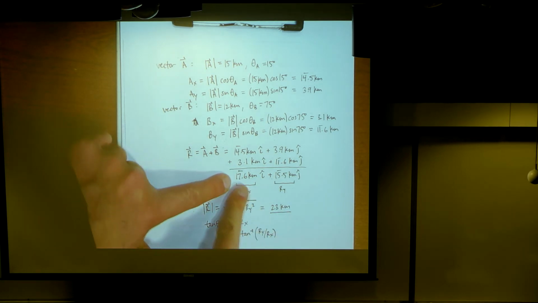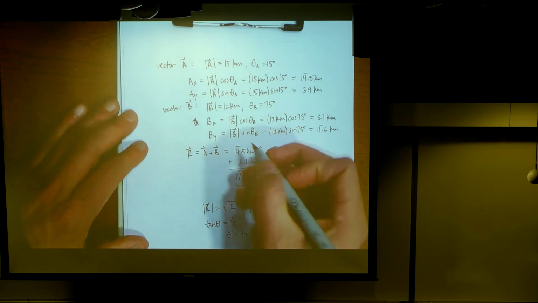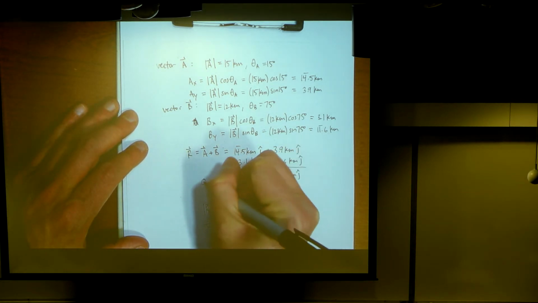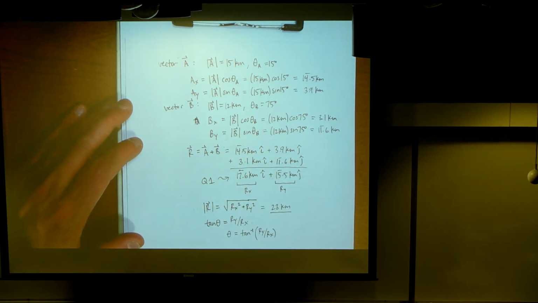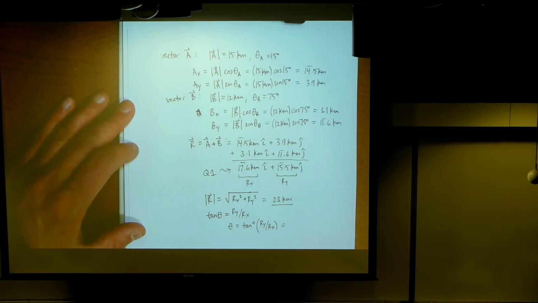Okay, now I have to take a look at what I came up with before. What quadrant are we working in right here? First one. Yeah, we're in the first quadrant. I'll just write Q1 right there, okay? So because we're in the first quadrant, do I have to add anything to this? No. It's good as is. So in your calculator, type in inverse tangent of 15.5 divided by 17.6, and what do you get?